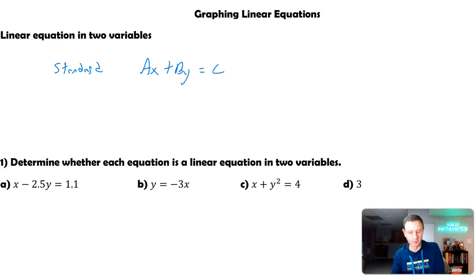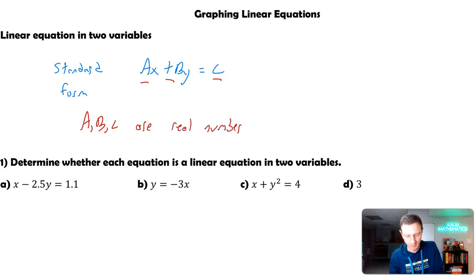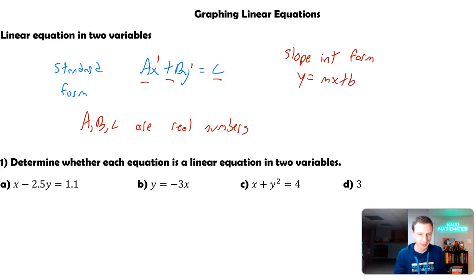That is the standard form for linear equations. So all you really need to know here is that a, b, and c are real numbers. And then the x and y both have an exponent of just 1. And this is a standard form, and typically we see things in slope-intercept form, where that would look like this: y equals mx plus b, but we'll save that for another video.